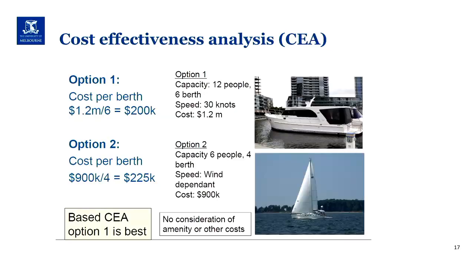Just to give you a quick example of what the cost-effectiveness analysis is, let's say that we have two options: one is a yacht, and the other one is just a sailing boat. Option one has a capacity of 12 people, 6 berths. That is where people can sleep inside the boat. The speed is 30 knots, and the cost is $1.2 million. Option two is a little bit smaller. It has a capacity of 6 people, 4 berths. The speed depends on the wind, and the cost is $900,000.